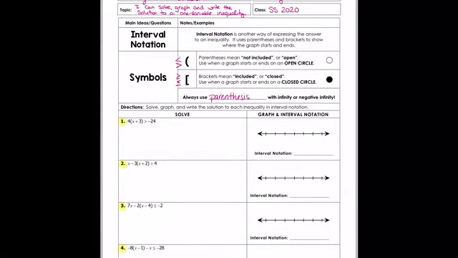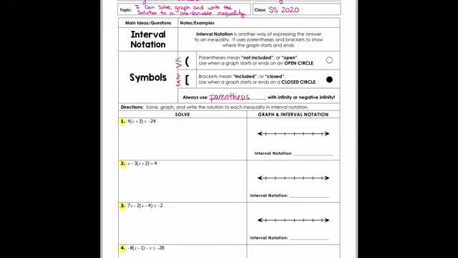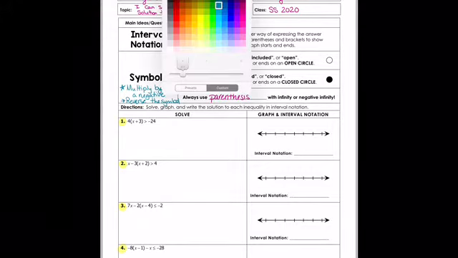Basically, solving an inequality works exactly like solving an equation with one exception. And that is when you multiply by a negative, we want to reverse the symbol. That's the only time we're going to mess with that inequality symbol, is when we multiply or divide by a negative. And I'll show you what that looks like as we go through these examples.